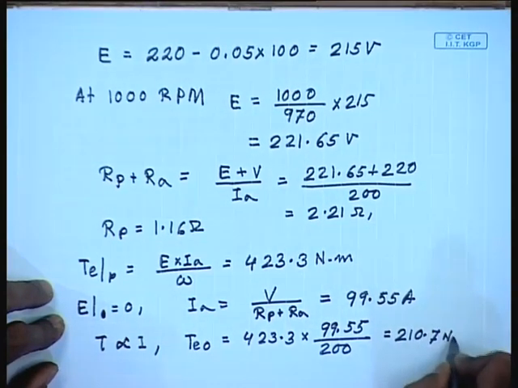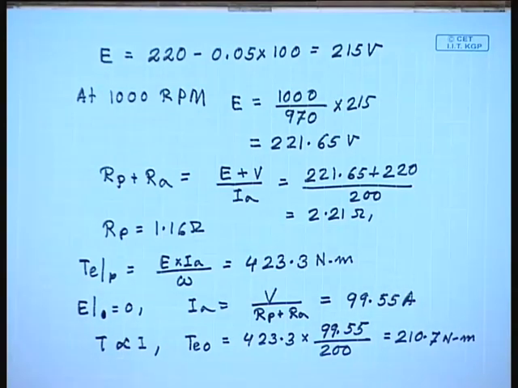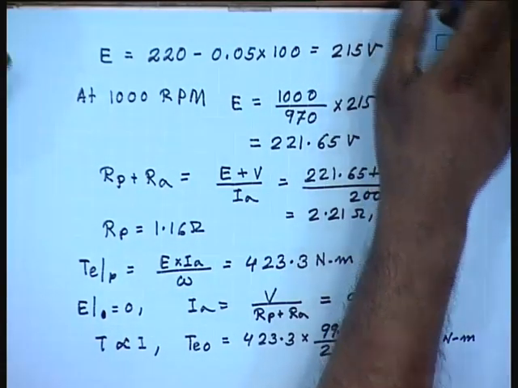this comes to 210.7 Newton meter. So, we see even at start there is a very large torque and there will be a tendency of the motor to start rotating in the reverse direction. Hence, the motor must be disconnected before the speed comes to 0.